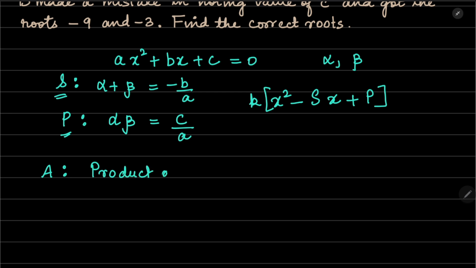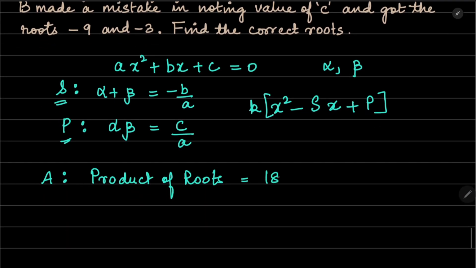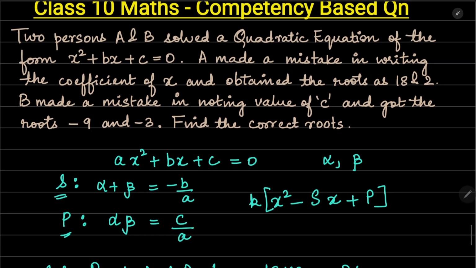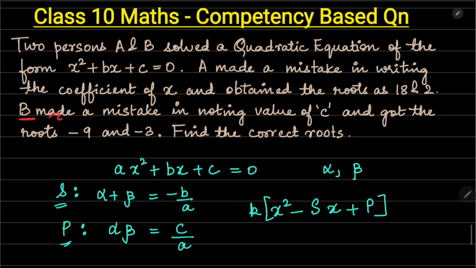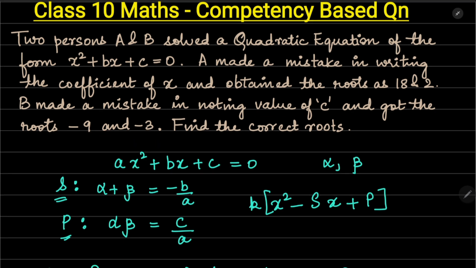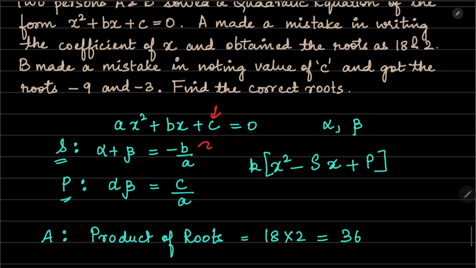So what will be the product of roots? Product of roots will be 18 multiplied by 2, which is nothing but 36. This is person A. Now, according to the question, person B made a mistake in noting the value of the constant term c, and he got the roots -9 and -3. Since person B made a mistake in c, his product of the roots will be wrong. However, the sum of the roots will be correct.